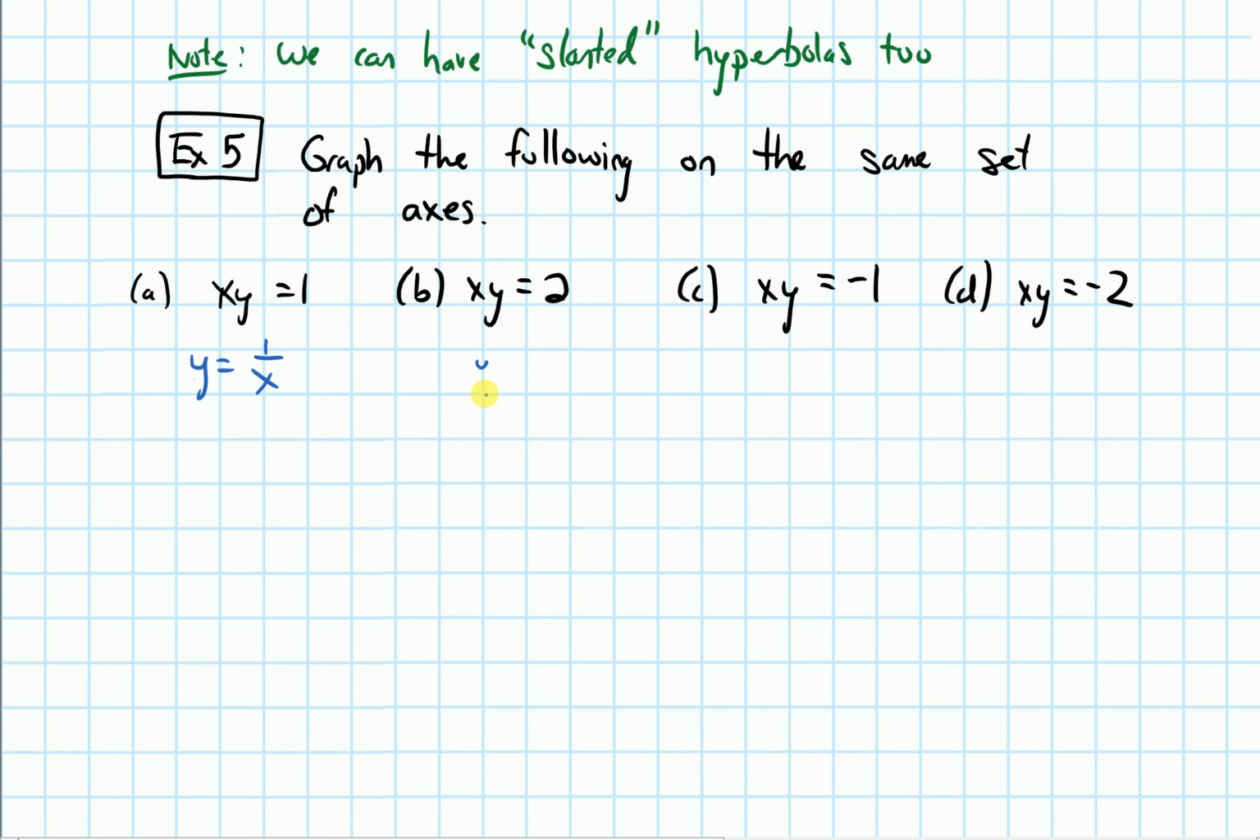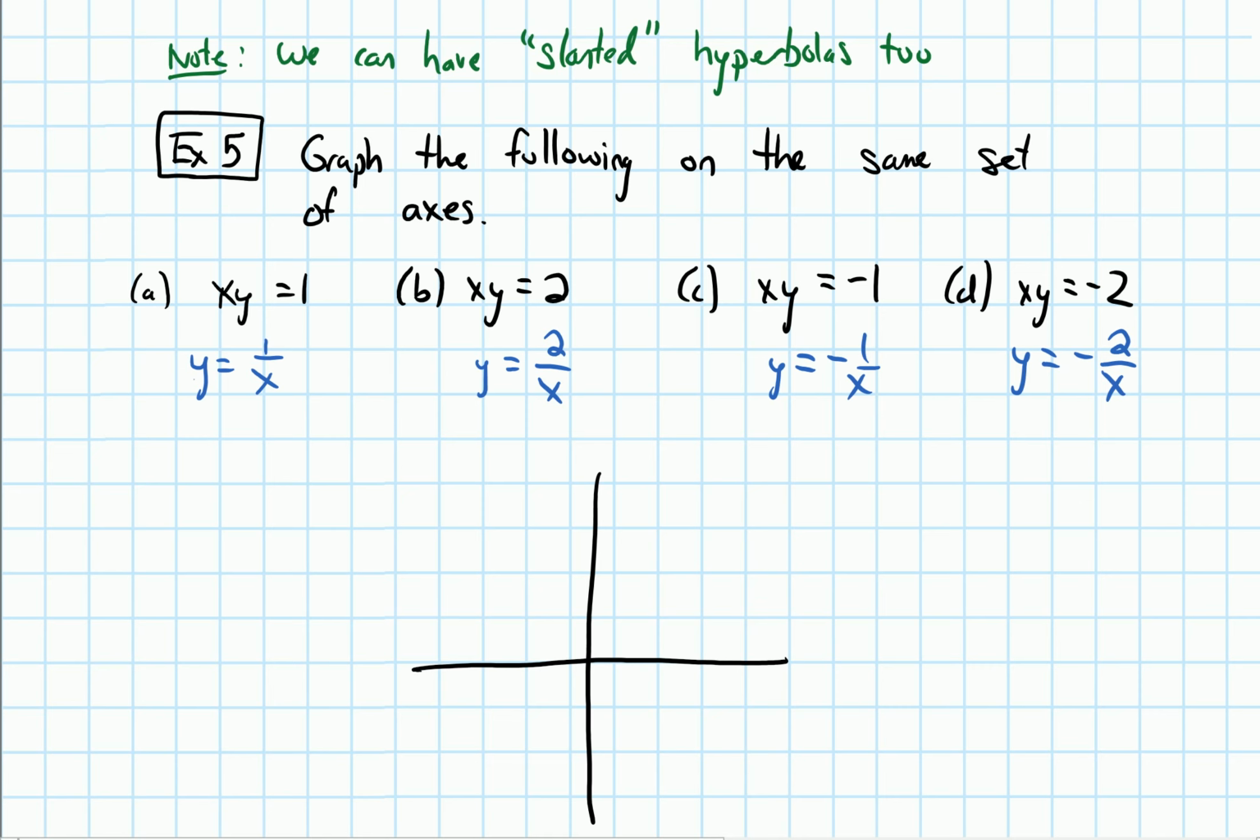With the next one, if we divide by x, we get y equals 2 over x. For c, we get y equals -1 over x. And for d, we get y equals -2 over x. All right, so now let's draw some axes. And let's draw these hyperbolas.